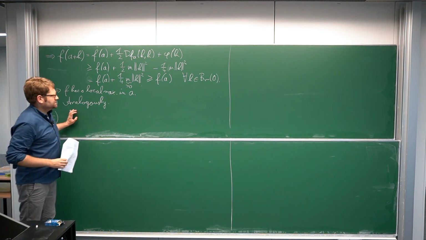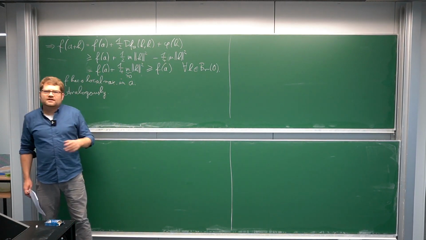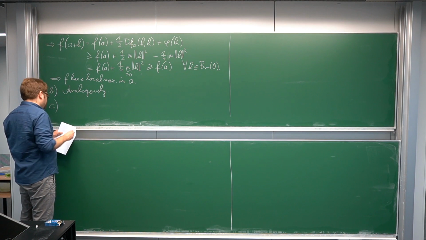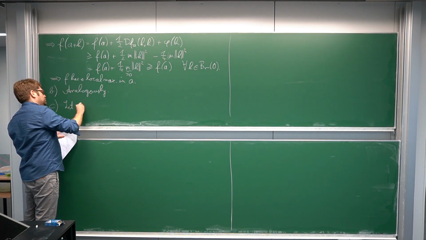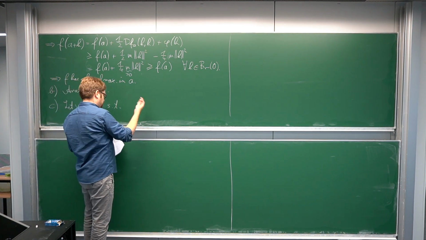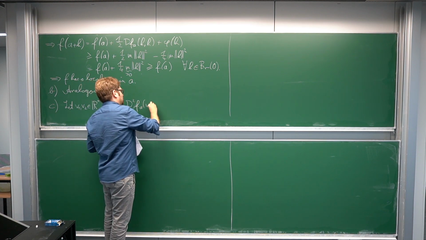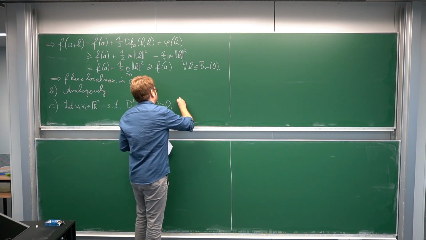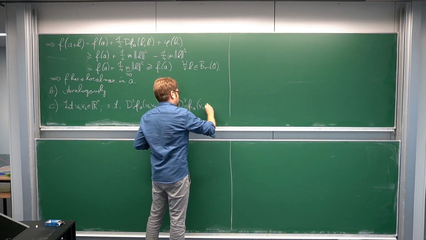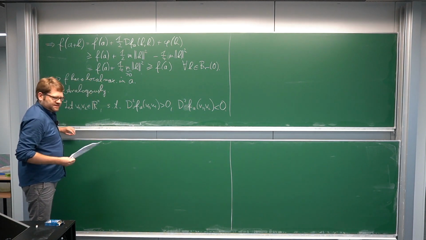Okay, part C is more interesting. So if the second differential is indefinite, then we have neither a minimum nor a maximum. And this is an interesting thing. So, namely, we do the following. We take two vectors, v1, v2, in R^n, such that, and this is now the assumption, it's indefinite, d2f in a of v1 is positive, while d2f in a of v2 is negative. Okay, this is what we assume, that such vectors exist.